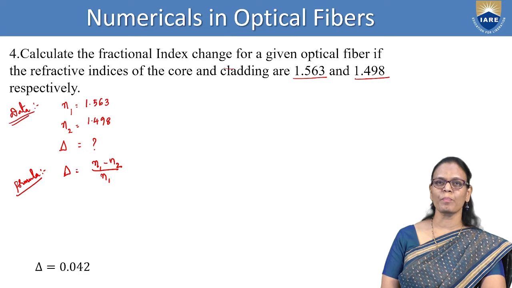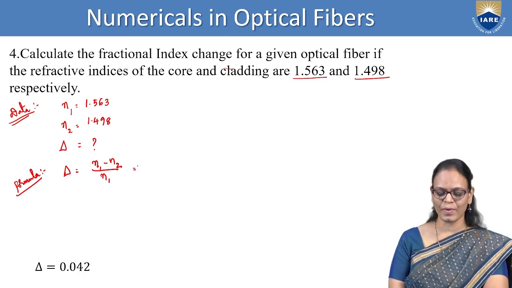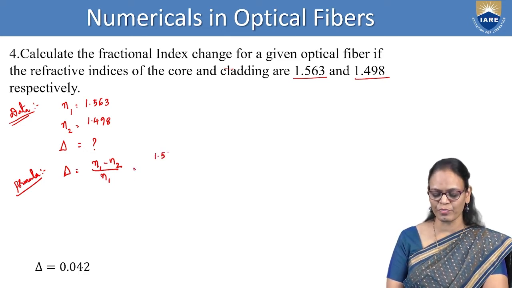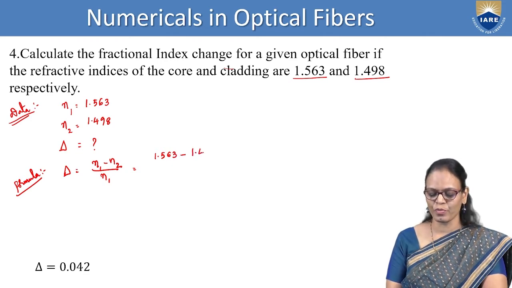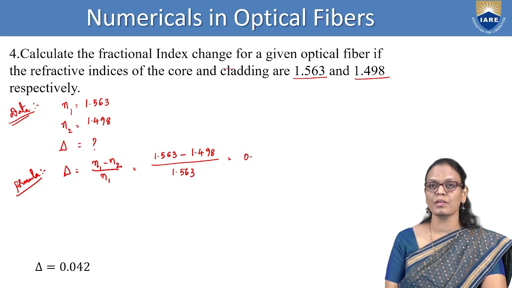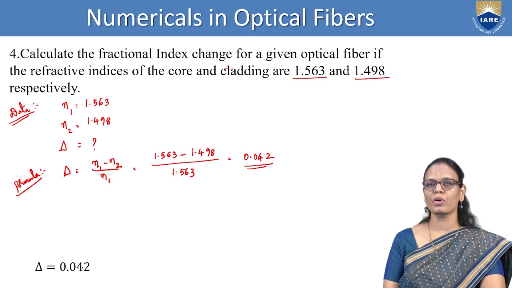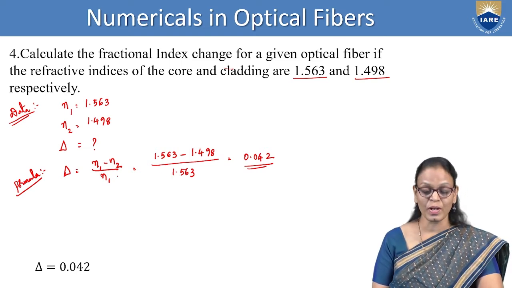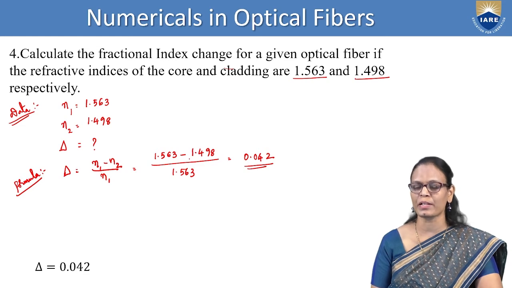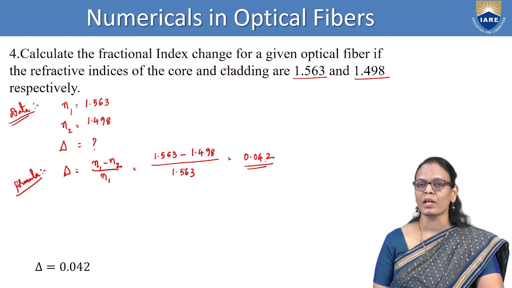N1 minus N2 upon N1. So what is the value of N1 here? 1.563 minus 1.498 upon 1.563. So we get 0.042. So for all calculations and simplifications, you can use your calci. Once you start using it while practicing, it becomes very easy.